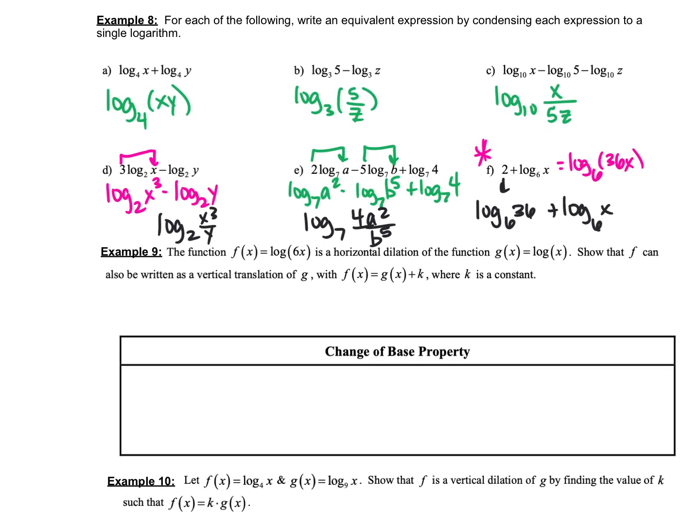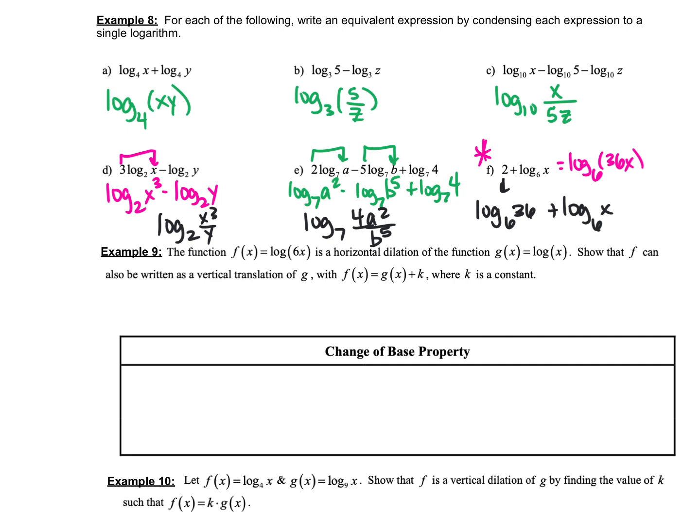All right, it says the function f of x is equal to log of 6x. It's a horizontal dilation of the function g of x. G is just log of x. Show that f can also be written as a vertical translation of g, where f of x is equal to g of x plus k, where k is a constant. Now that's a lot of words, okay?